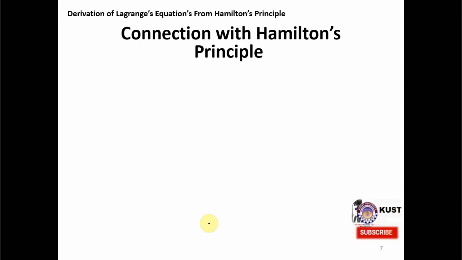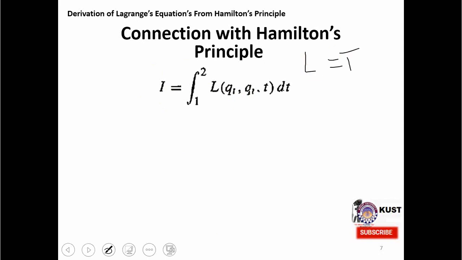This is done straightforwardly. For example, if our line integral I is now equal to the integral of the Lagrangian, where the Lagrangian, as you know, is L equals kinetic energy minus potential energy, which we have constructed in previous lectures. And here the variables are q, q dot, t. These are the variables on which L is defined.